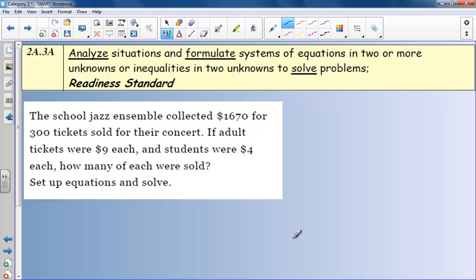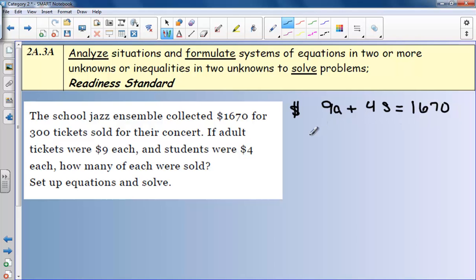Okay, so our example here is the school jazz ensemble collects $1,670 for 300 tickets sold for the concert. Adult tickets are $9 each and student tickets are $4 each. So we're going to set up two equations here. And in systems, there are always at least two equations. So let's start with our sentence about dollars. Let's go ahead and assign our variables: let A be adult and let S be student. So we're going to say dollars for adult plus dollars for student equals total dollars.